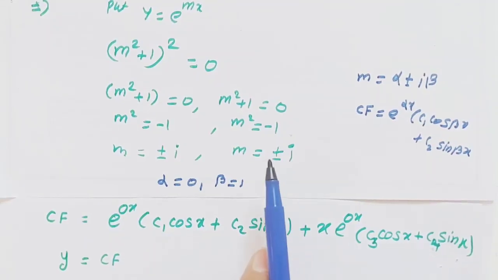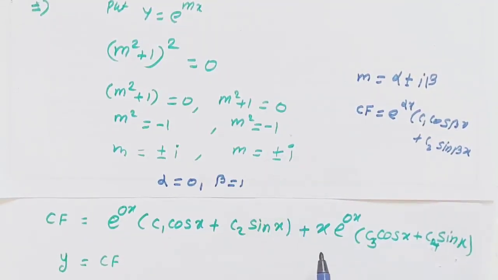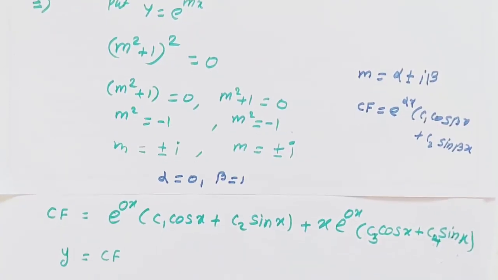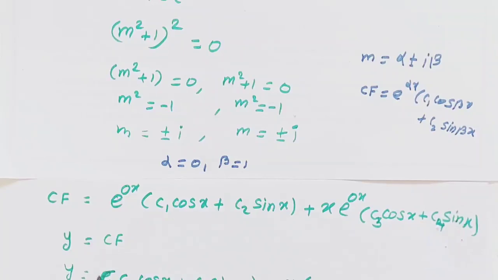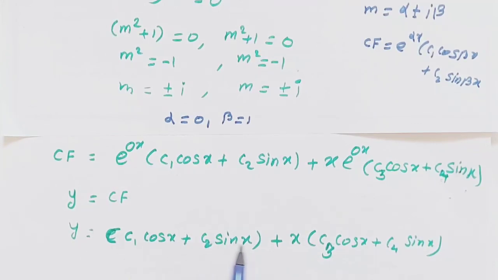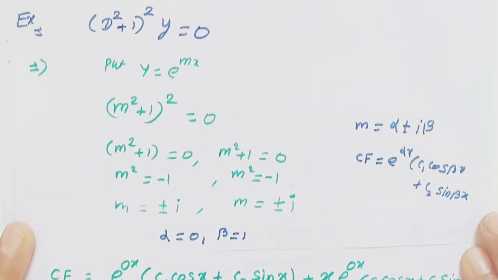But the second root is repeated, so we have to multiply by x. So x, and for this root e raised to the power 0x (C3 cos x plus C4 sin x). So therefore complete solution of our homogeneous differential equation is y equals to CF. Now put the value of CF. Here e raised to the power 0 is 1. So therefore complete solution is this one. In this way we can find the complementary function for homogeneous differential equation.